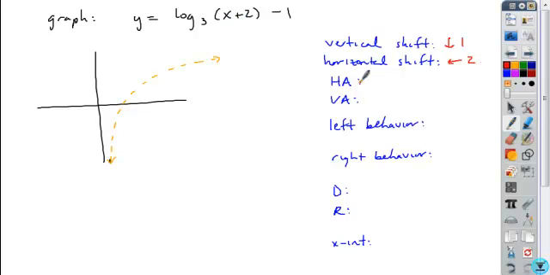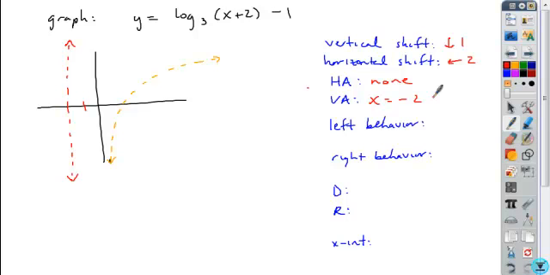Are there any horizontal asymptotes on this function? Remember, horizontal asymptotes are for the exponential function, so none. And what about vertical asymptotes? Our vertical asymptote shifts the same as the horizontal shift, so we're shifting left 2. So here's our vertical asymptote. It's always the equation x equals whatever your horizontal shift is, or again, whatever value of x would give you a 0 inside your function. So we get x equals -2 as our vertical asymptote.